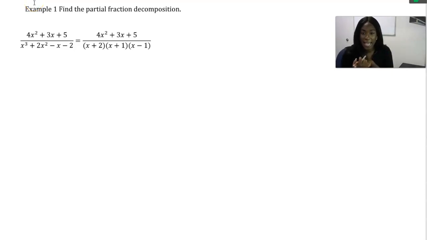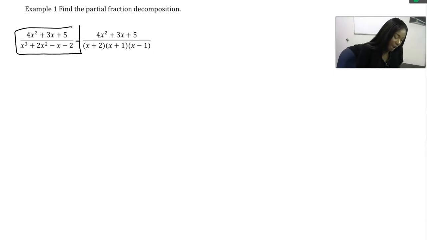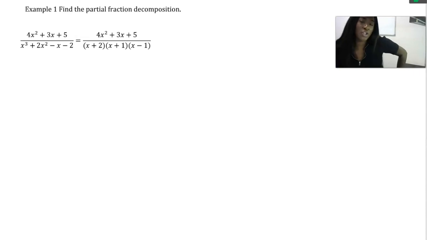Okay, so let's look at our first example. This is what we want to decompose into partial fractions, that original box right there. Remember I told you if you're doing partial fraction decomp, a couple things need to happen. One, the degree of your numerator needs to be less than the degree of your denominator, and that is happening here because 2 is smaller than 3. Good. The second thing before you get started is you need to factor your denominator completely.